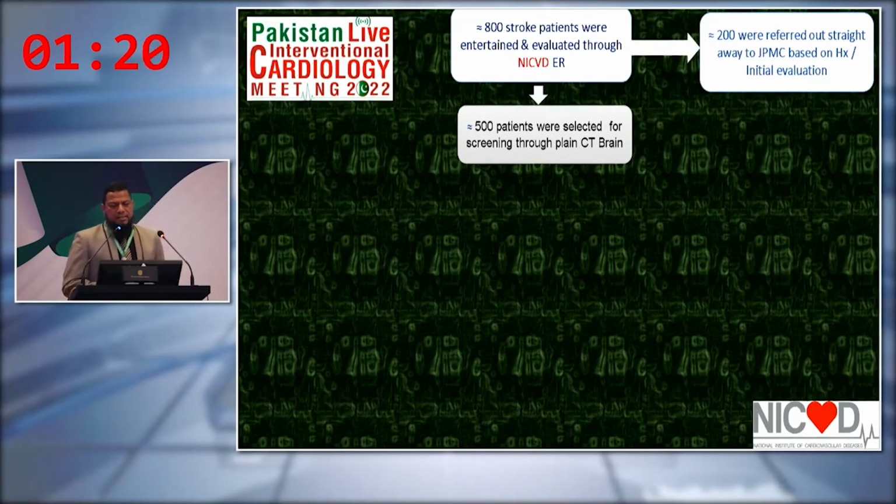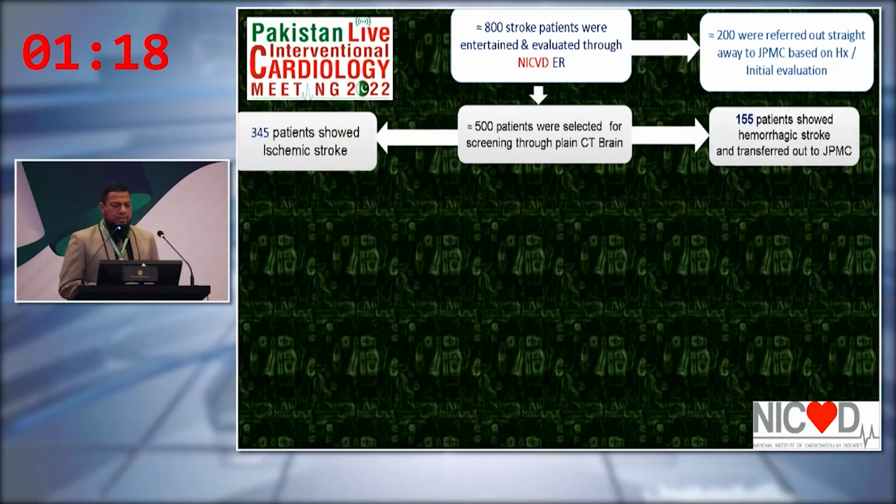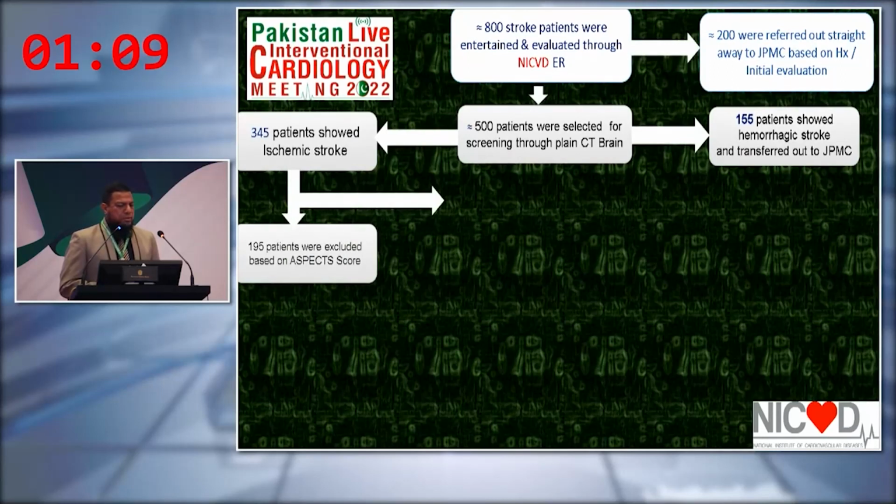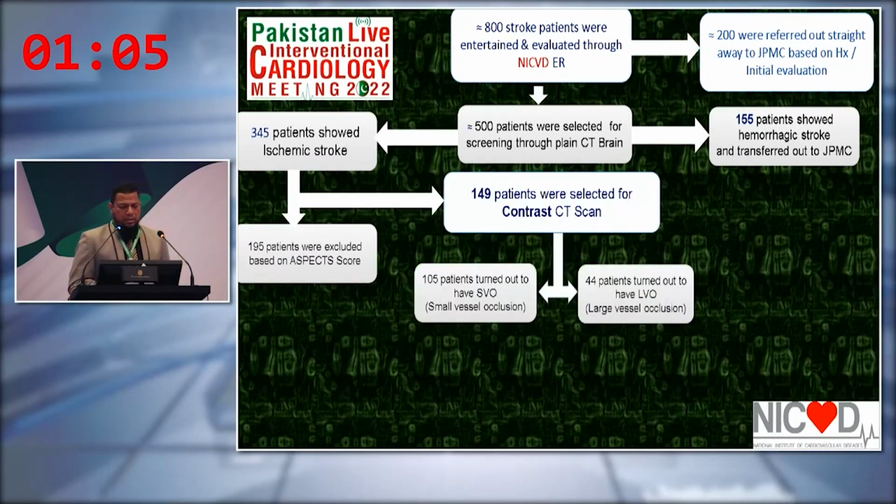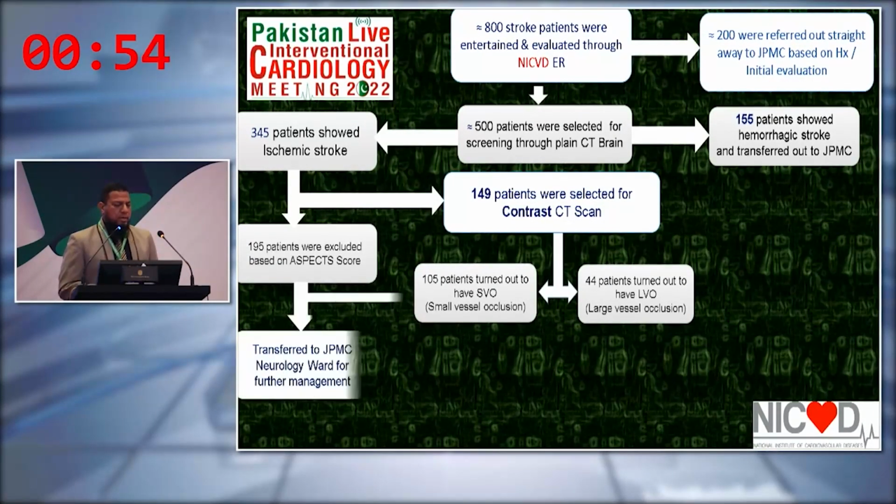And out of these, only 500 patients were left and selected for the screening through plain CT scan. Out of those, 345 patients showed ischemic stroke and 155 hemorrhagic stroke. Out of those 345 patients, 195 patients were excluded based on their ASPECT score, and then we were left with only 149 patients. Subsequently, they underwent the contrast CT scan. Out of those, 105 patients turned out to have small vessel occlusion. For that, we just need the medical treatment and follow-up, and they were transferred to the JPMC again.